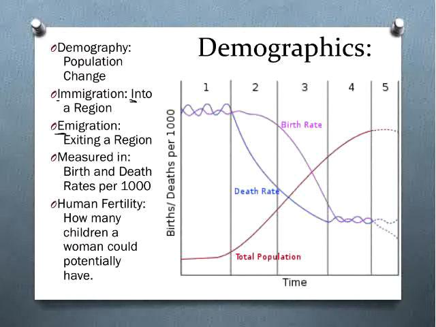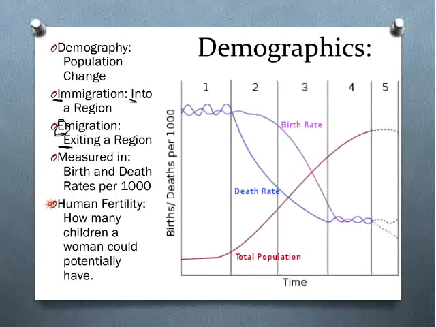Emigration, on the other hand, is exiting a region. So you have the two E's. So moving away from a region. So if I was moving from here to Mexico, then I would be emigrating with an E. However, if I was coming from Mexico to America, then I'd be immigrating with an I. Now, demographics are measured in birth and death rates per 1,000. And another term it talks about is human fertility, or how many children a woman could potentially have.